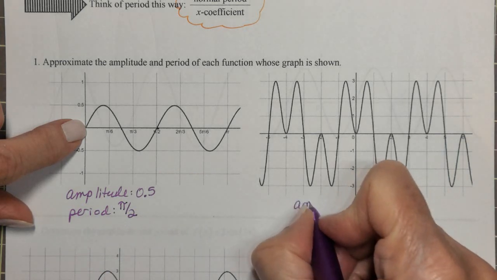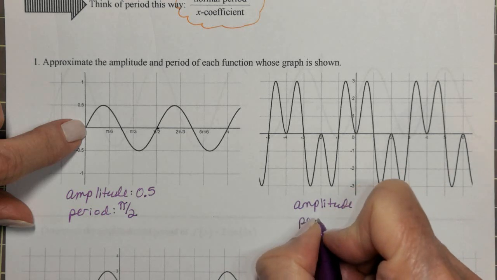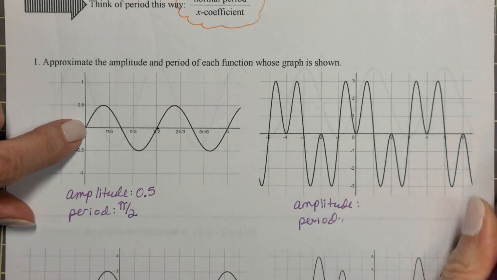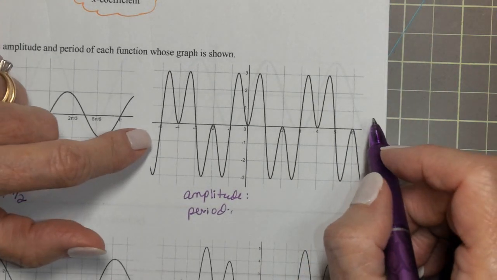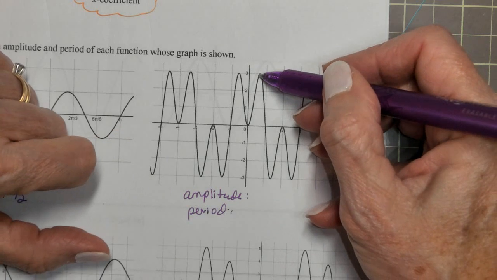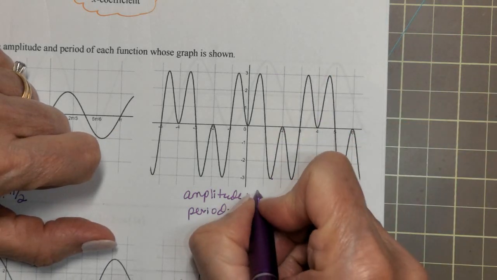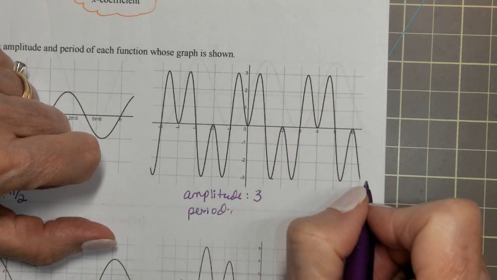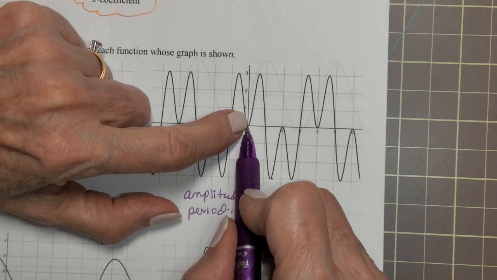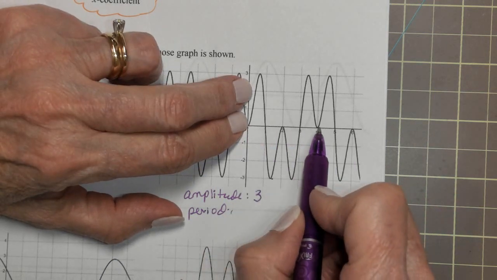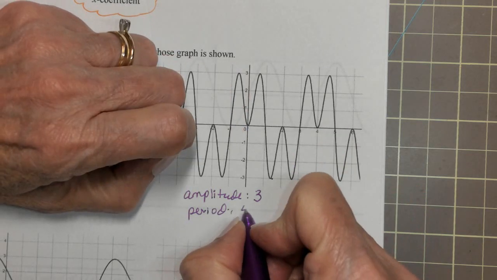Let's do the next one. The amplitude here, well, the high is 3, the low is negative 3. Half of that distance is 3. The period, from here to here, we start repeating ourselves. So that period would be 4.